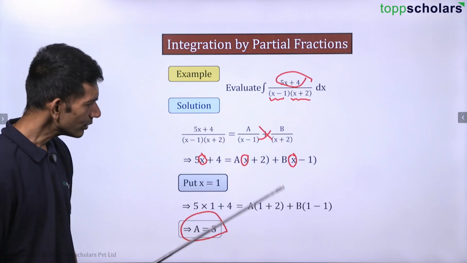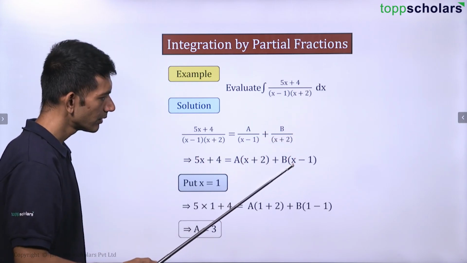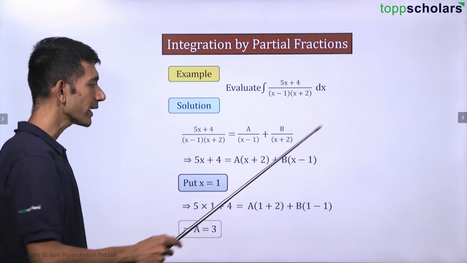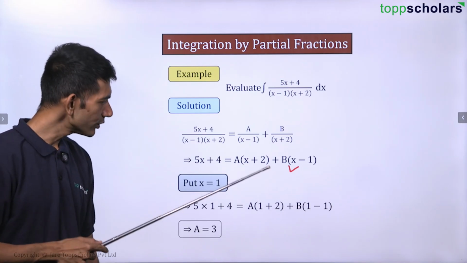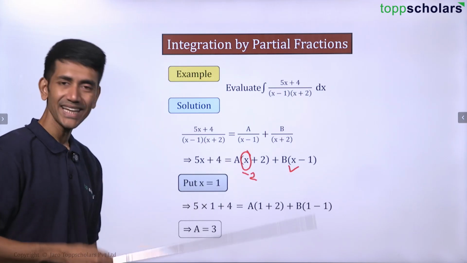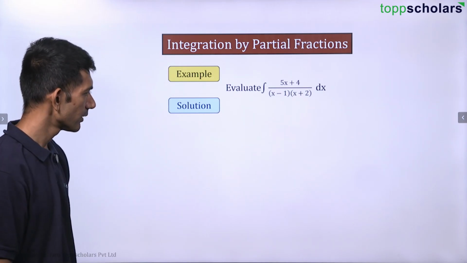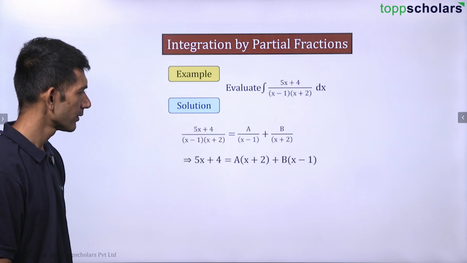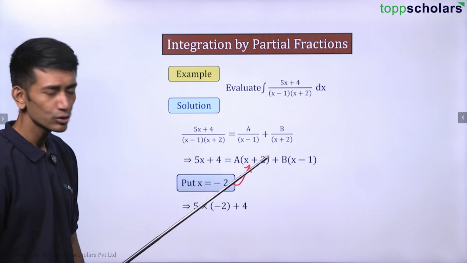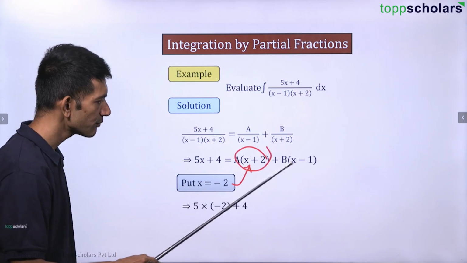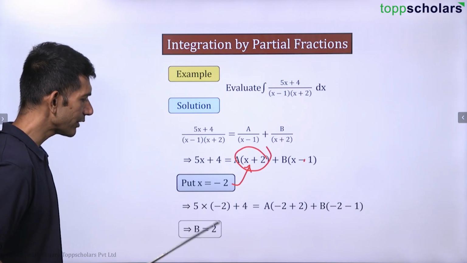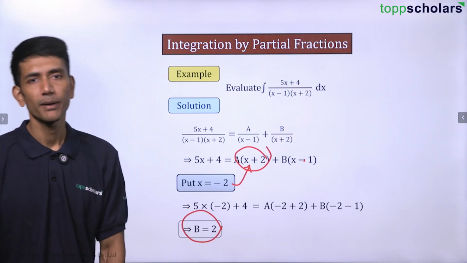Why have we taken x as 1, you know? Because this b will be eliminated. If I put x as 1 here, this part will become 0, no? Now to get the value of b, put x as minus 2, so that a will become 0. I'm putting x as minus 2. This becomes 0. This is minus 2 minus 1, minus 3. Solve it, you get the value of b as 2. I hope this part is clear to all of you.